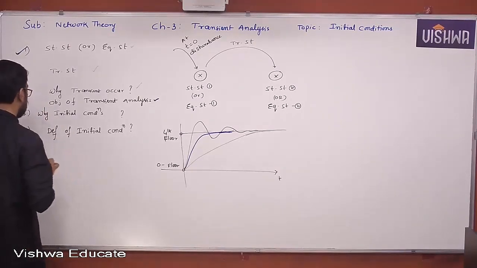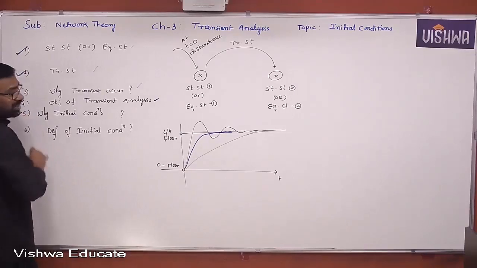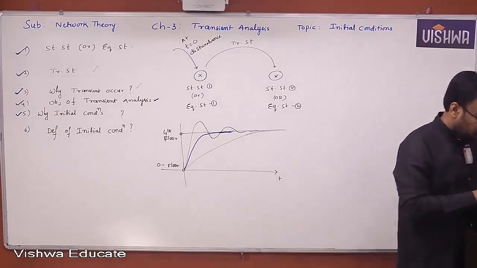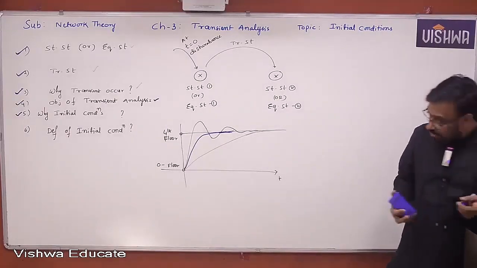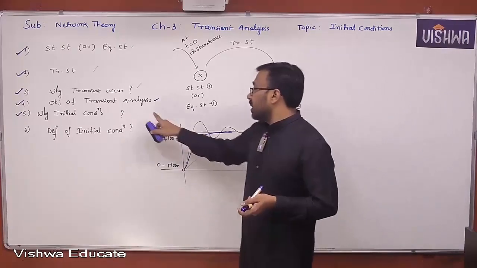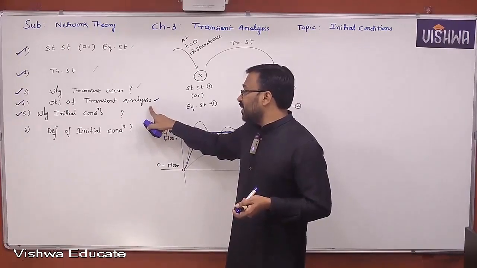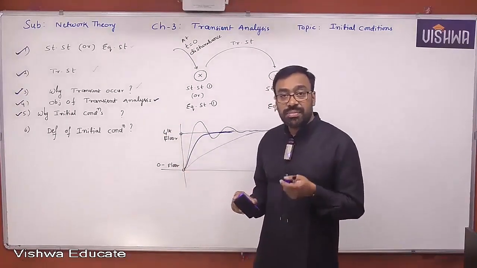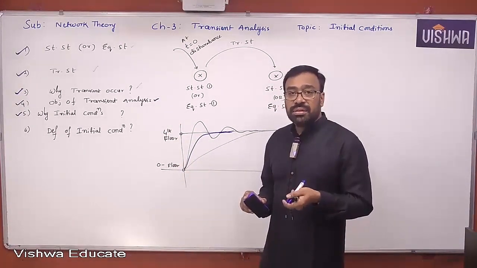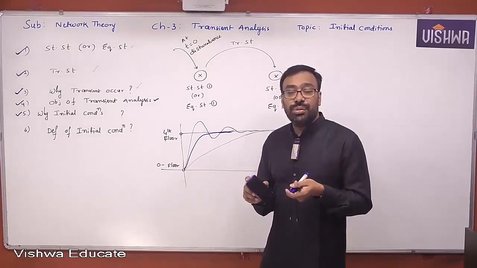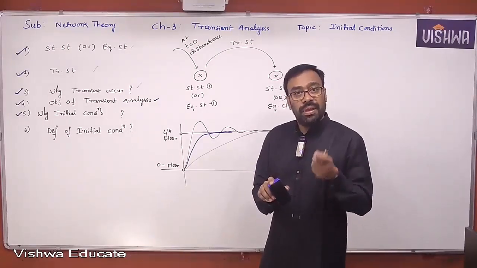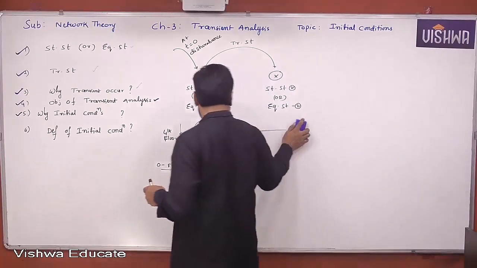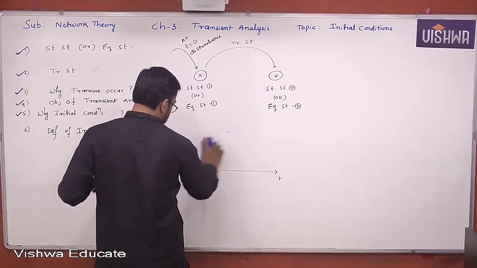The next one is why initial conditions, and what are the initial conditions? How do you define them? Just now we discussed an important point that the main object of the transient analysis is to understand the dynamics of the system. Remember, the dynamics of the systems can be understood only mathematically. Yes or no, all of you? But how do you do it mathematically here?